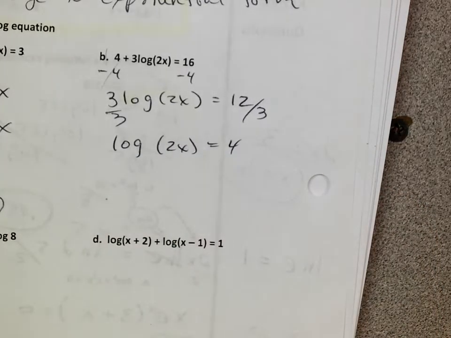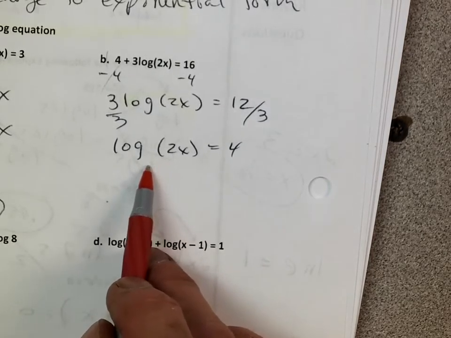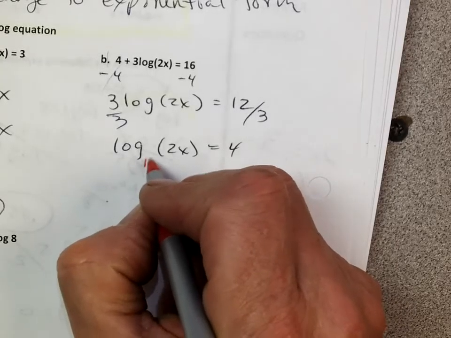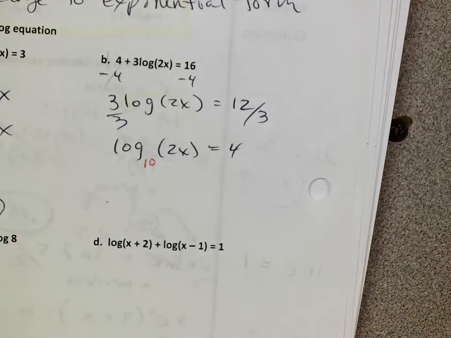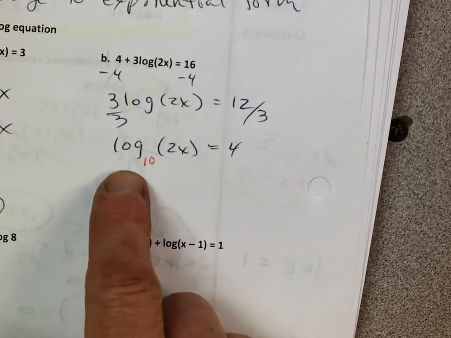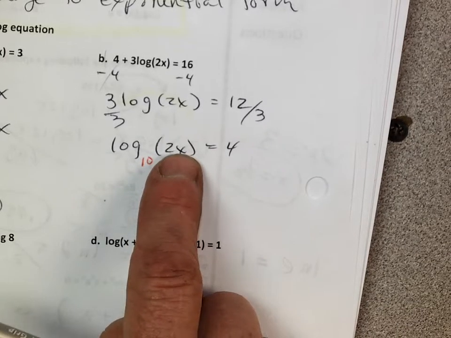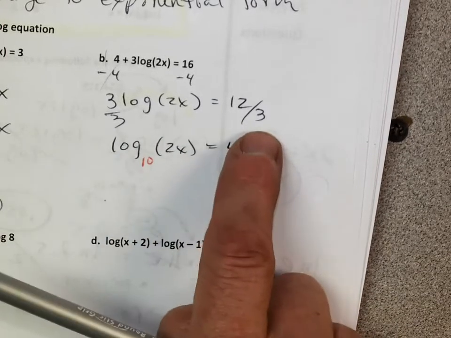Now I need to change it to exponential form, but I've got a small problem, but we're all pretty smart. We know what the problem is. It doesn't have a base. 10. Yeah, you guys agree? Base 10. It's got a base. So let's go 10 to the 4th power equals 2x.